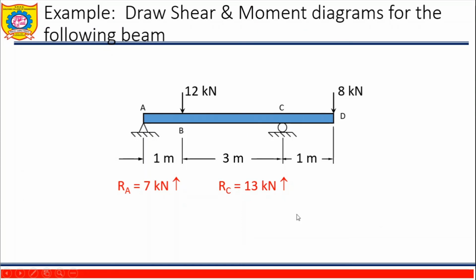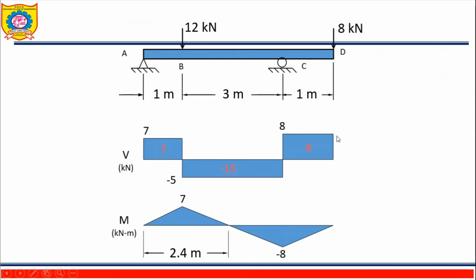So another example is an overhanging beam. First, find the reactions RA and RC, and then find the shear force diagram and bending moment diagram. In the next session, we'll see how to find the shear force and bending moment diagrams.